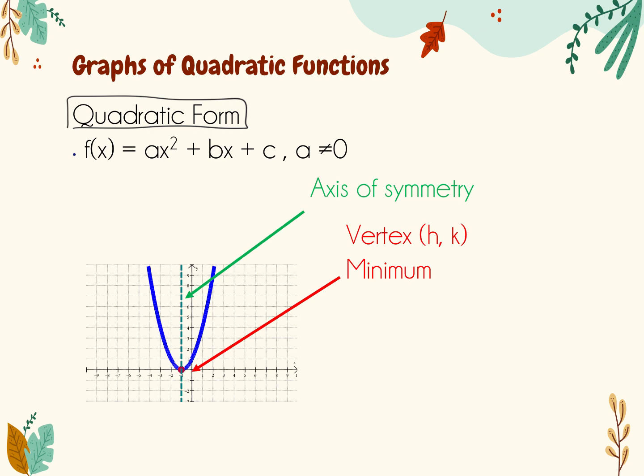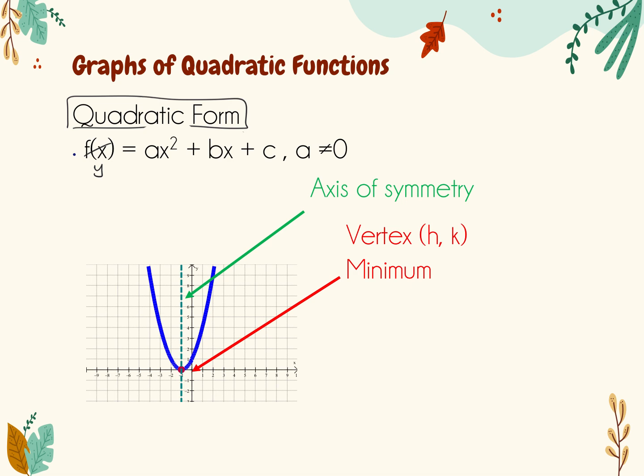Bottom line is it's f of x or y equals ax squared plus bx plus c. A cannot equal 0. In other words, you must have this portion of it. B can be 0, it would just be eliminated. C could be 0, it would be eliminated. But to have a quadratic function, you have to, at minimum, have an a value of anything other than 0.